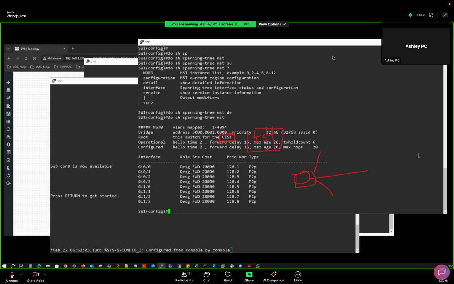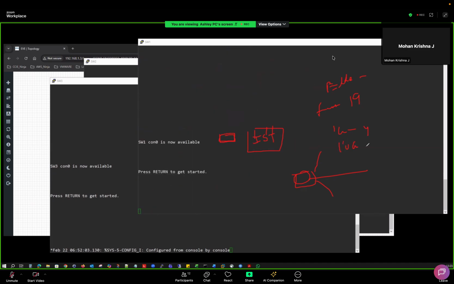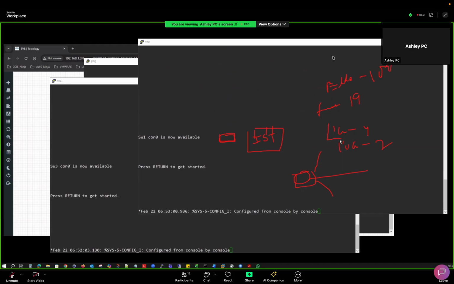You tell me, as per the IEEE standard, what is the cost? Ethernet, what is that? Fast Ethernet is 19. What is the cost of Ethernet, guys? Ethernet 19, sir. How is it 19 here? 100 is the cost for Ethernet. Fast Ethernet, it is 19. Now for a 1 gig interface, what is the cost? 4.